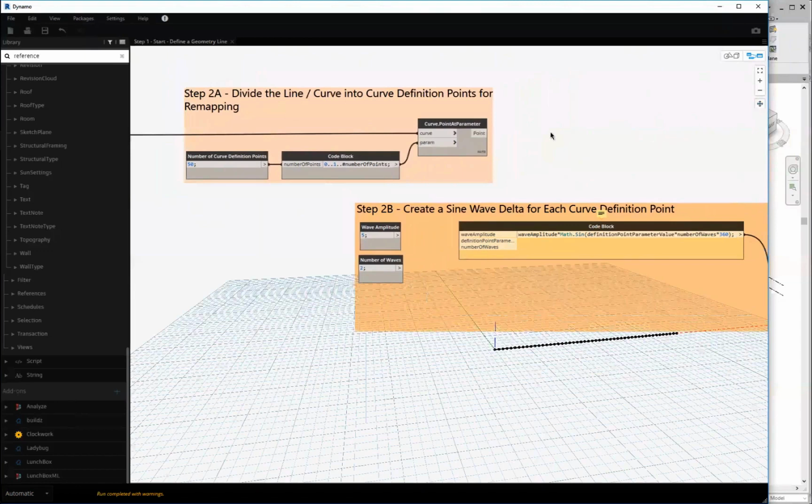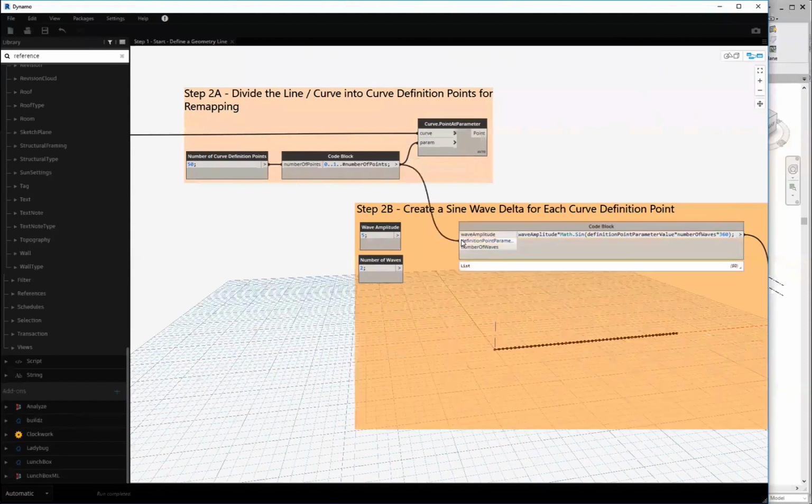So I'm going to take those x values from the points and bring those into our definition, the parameters right there. Again, those are going to range from 0 to 1. I'm going to multiply that by the number of waves that we want. That's now going to give us the number of waves times 0 to 1 times 360. And we're going to multiply that all together.